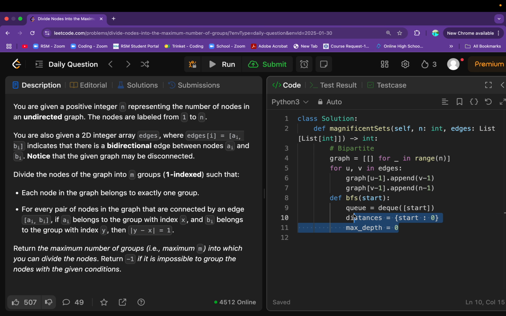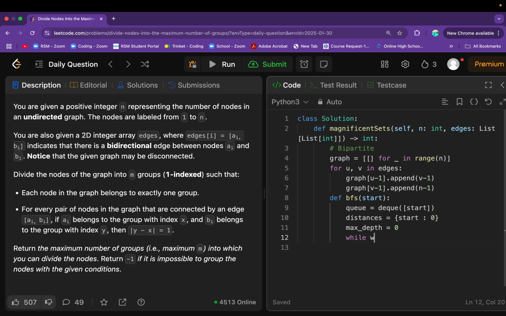Now, what do these three parameters or variable/data structures really mean? Effectively, this queue is going to be initialized with the starting node that we're going to build off of for all the nodes as we process the current connected component. And the distances hash map is going to keep track of how far each node is from start. Of course, start is 0 away from itself, and the maximum depth is going to be the deepest level that we reach for this current execution of our BFS call. Okay, so now let's actually begin the BFS execution, or better known as the BFS traversal.